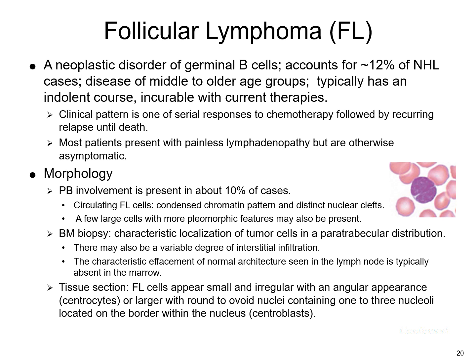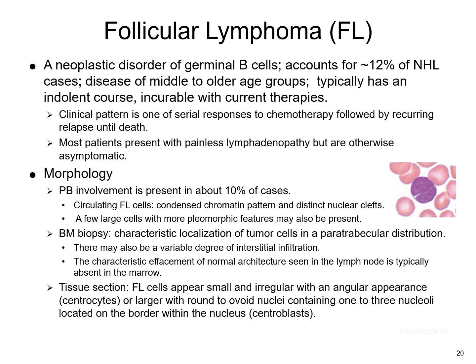So basically, the clinical pattern of this disease progression is going to be one of a serial response to chemotherapy. So you'll actually see the patient improve with chemotherapy, and then they'll start to have a relapse. So you'll just see this cycle over and over of going into a state of remission, back to a relapse, and then eventually it results in death. Patients will usually present with some sort of painless lymphadenopathy, but otherwise they're asymptomatic.